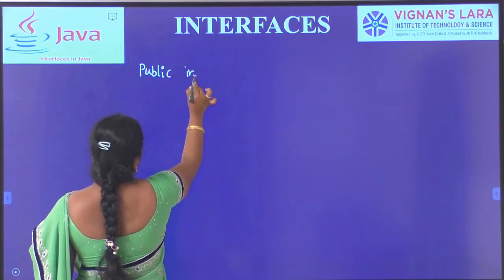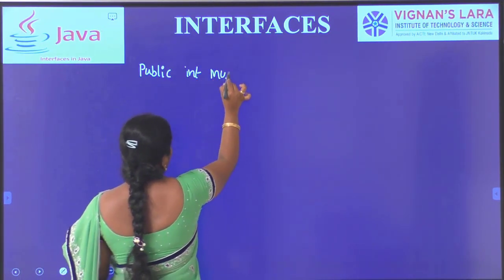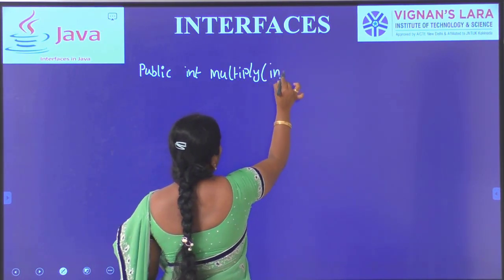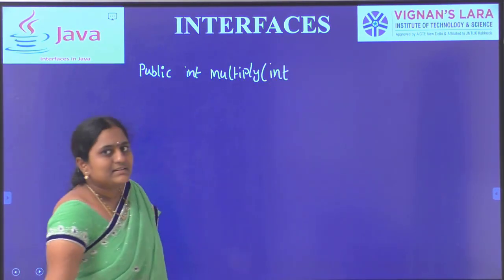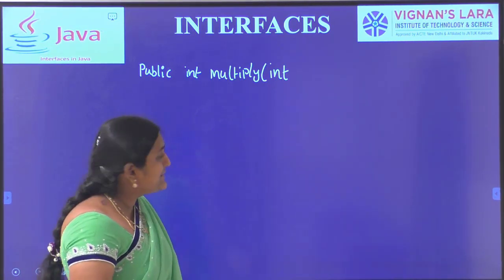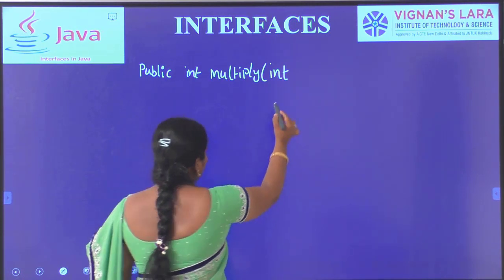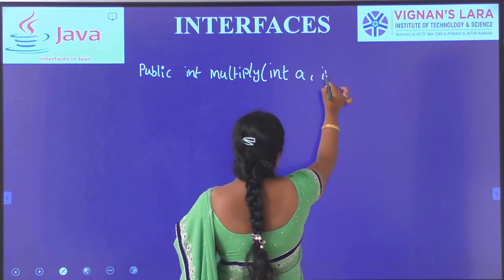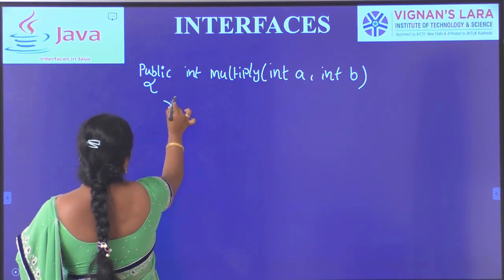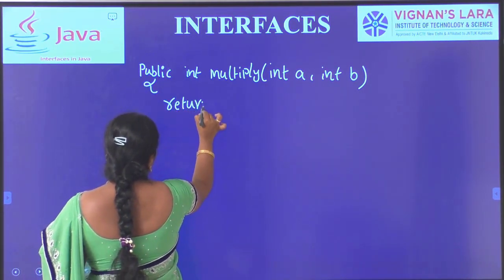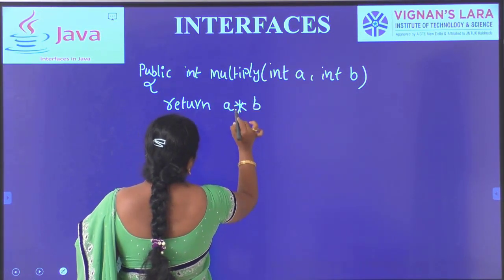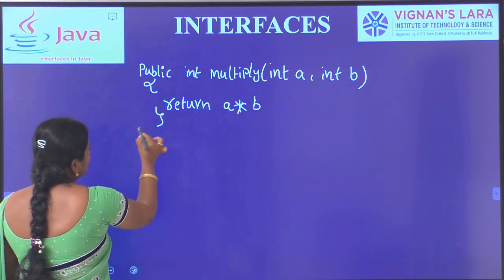Public int multiply. The multiply method is also in the interface, the superclass Calculator. Multiply is the method. This method also has 2 arguments: int a, int b. We have to provide the body of this method. It returns a into b. Finally, we have to return the multiplication of these 2 numbers.